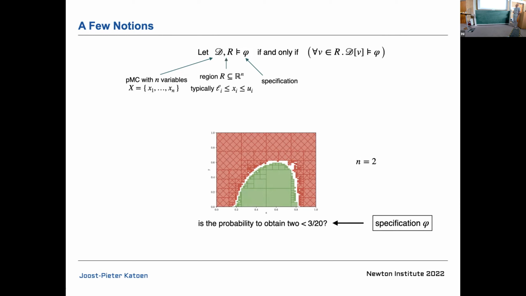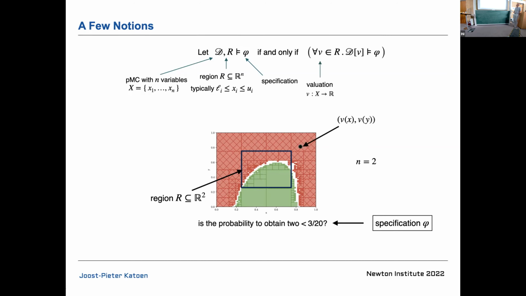And now I give you a region. What is a region? Pictorially, it simply means a kind of rectangle, which is part of my parameter space. And now I'm basically saying that my model in that region satisfies a specification if all valuations in this rectangle, uncountably many, right, satisfy the specification. Okay, which is here not the case.